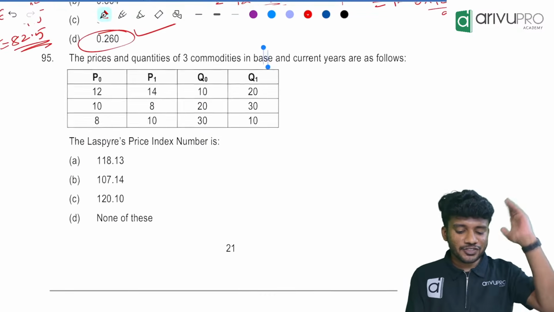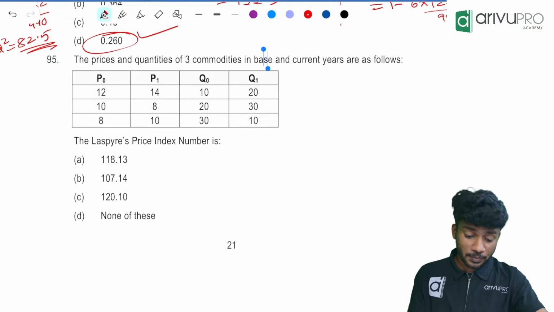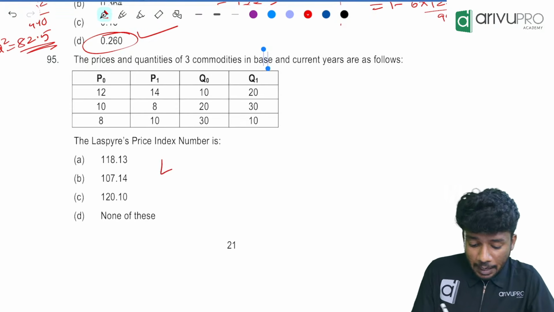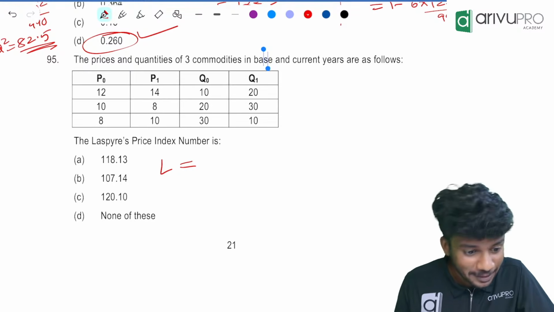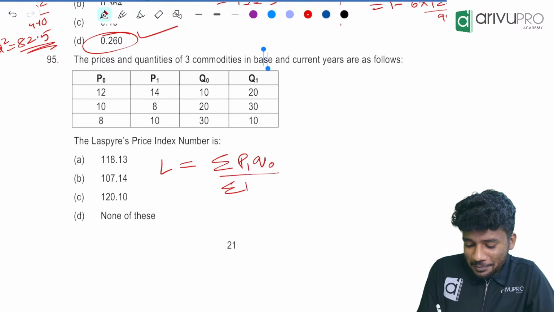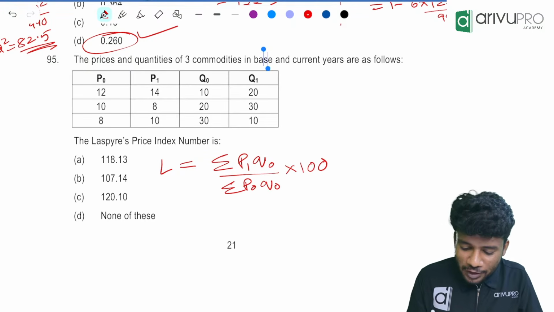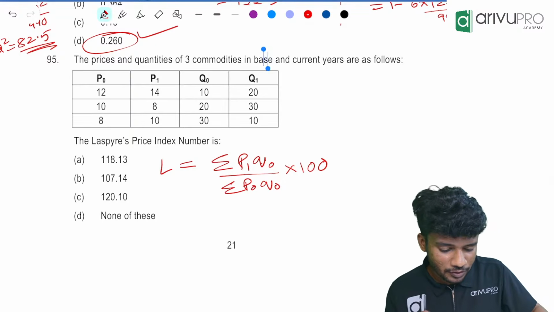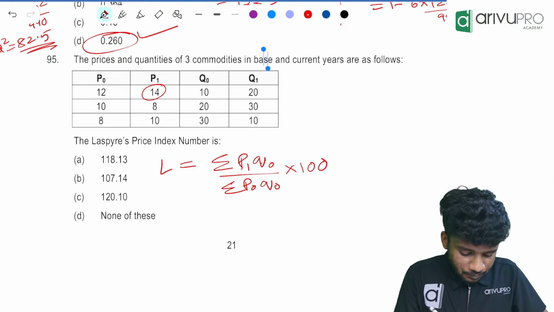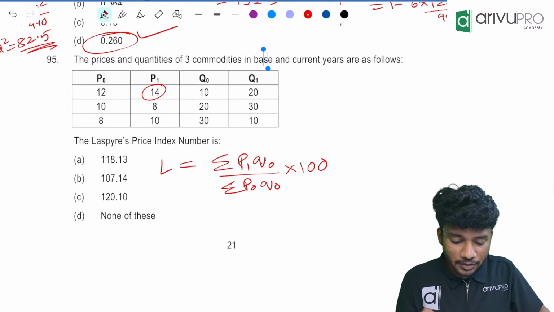Now we are going for the last chapter, people. Now we need to find what? The first question is based on finding the Laspeyres index number. Laspeyres, some people will call it Lappe. Laspeyres is what? Sigma P1 Q0 divided by sigma P0 Q0 into 100. Now you need to find sigma P1 Q0. P1 Q0 is how much? The 14. And do it along with me. When we write it, we should calculate using memory calculation.